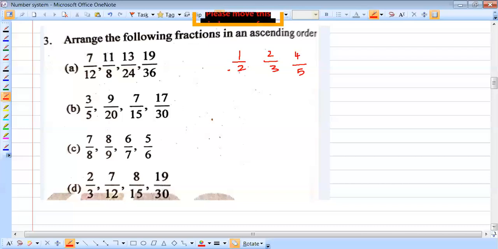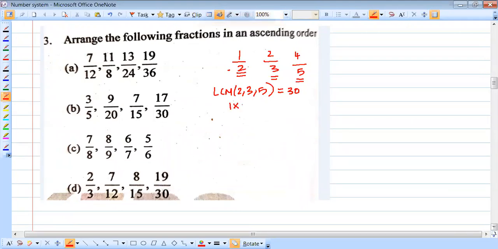First, what I will do? I will find out the LCM of 2, 3 and 5. So LCM of 2, 3, 5 is equal to how much? 30. Okay. Now how I will convert? 1 into 15 divided by 30. And this is 2 into 10 divided by 30. And what about the last one? 4 into 6 divided by 30.